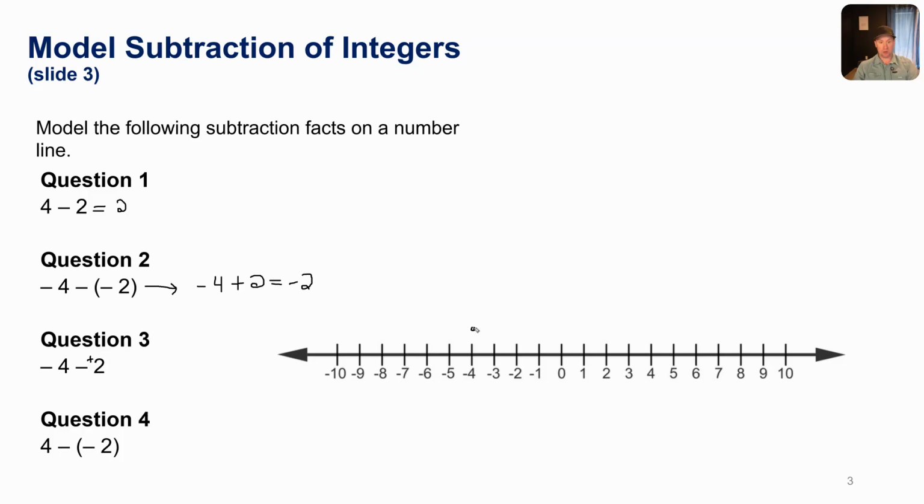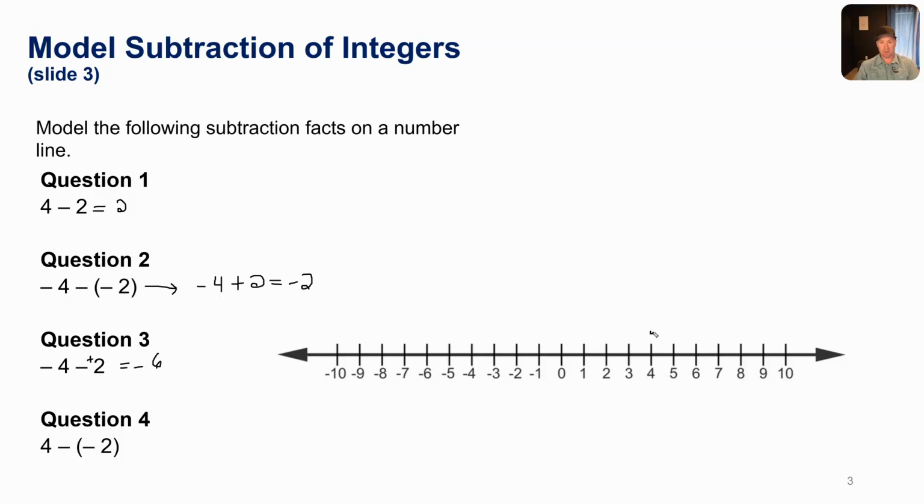But here we're starting at -4. Subtracting a positive decreases your value, so you're going back to the left 2 units. 1, 2, and we end up at a -6 here. And that's our result.